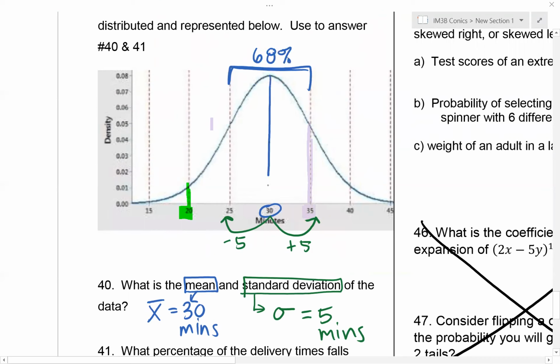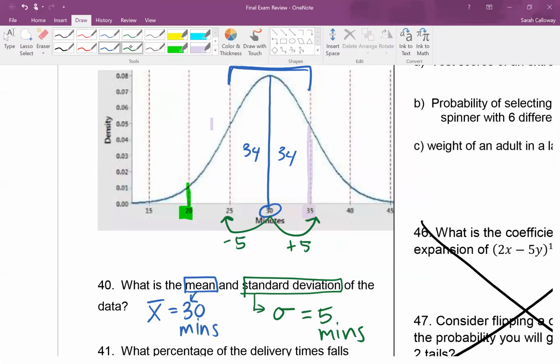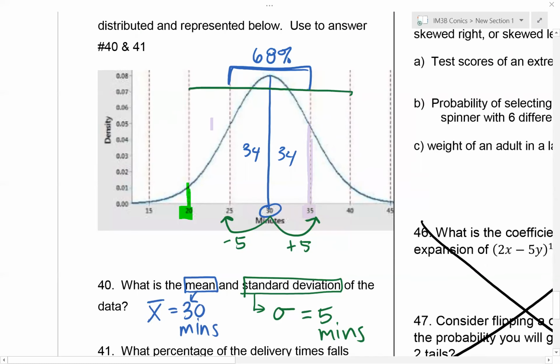Remember what we looked at is if this line was here, that would mean that these were each 34%. The next standard deviation out, so if I go out one more both directions, that's 95% of the data. And so to get what each of these smaller bars were, we did the 95 minus 68, which is 27. And then if we divide that by 2, that means that these are each 13.5.